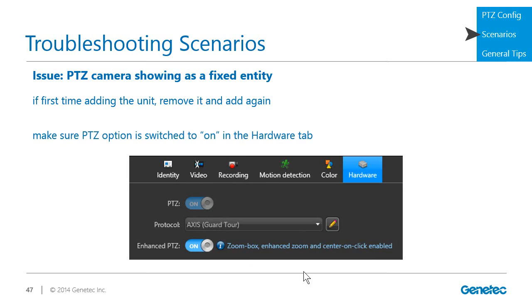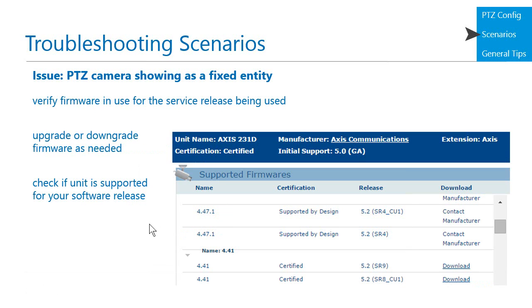Next, take a look at the camera's hardware tab and make sure the PTZ option is actually switched to the on position, and this should actually be grayed out and enabled by default. If you don't see this, take a look at the firmware recommended for this camera on the service release you're using. You may need to remove the unit, upgrade or downgrade the firmware, and add it in again to have the PTZ motor recognized.